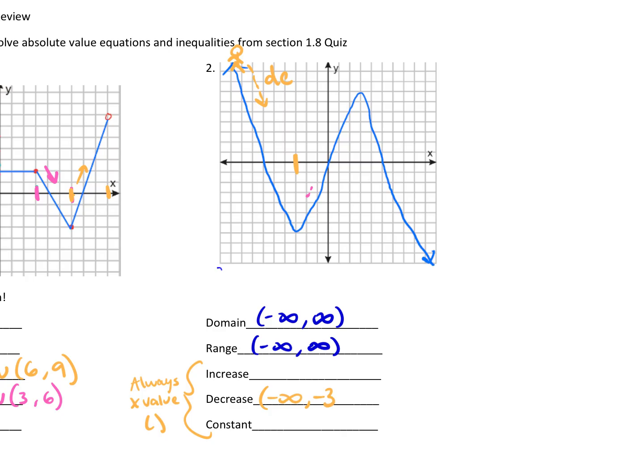Then from here, we start walking uphill. So from the x value of -3 to where? To +3. So we're increasing from -3 to +3. Then we start walking downhill again. So we're decreasing from 3 to infinity because it's pointing to the right forever. So remember, we're talking about x values. So we are decreasing again from 3 to +infinity.